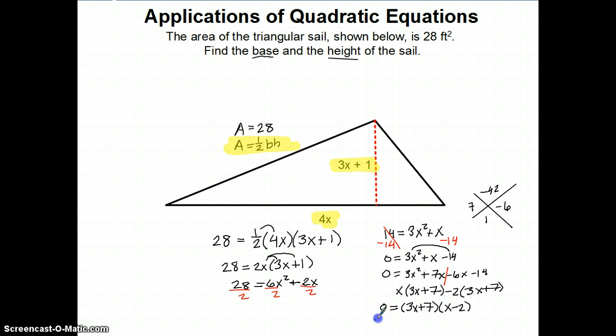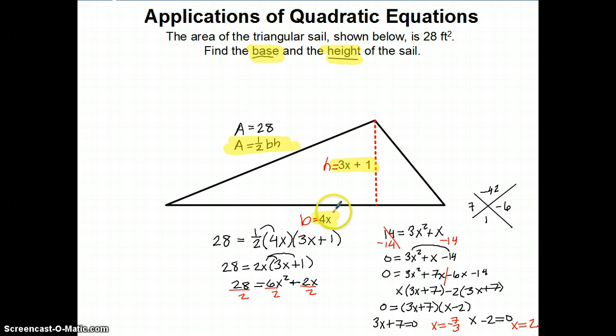So I set each of these factors equal to 0, obtaining 3x plus 7 equals 0, and x minus 2 equals 0. When you solve each of these, you will get x values of negative 7 over 3 and positive 2. Now going back to the question, we are asked to find the base and the height of the sail. The base is 4x, the height is 3x plus 1, so I'm going to go ahead and plug in my answers. The first is x is negative 7 over 3.